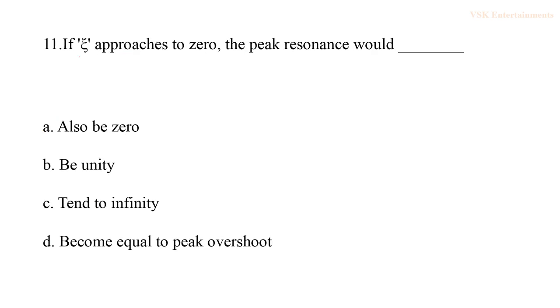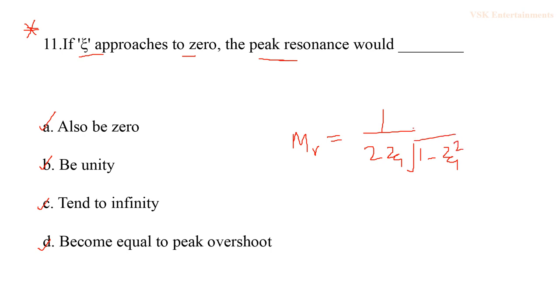Next bit is, if zeta approaches zero, the peak resonance would, the options are, be zero, be unity, tend to infinity, become equal to the peak overshoot. These types of bits are very important from a GATE point of view. This bit is related to resonance peak. The formula for resonance peak, MR, is given as MR is equal to 1 by 2 zeta into square root of 1 minus zeta square. This is the formula for resonant peak.